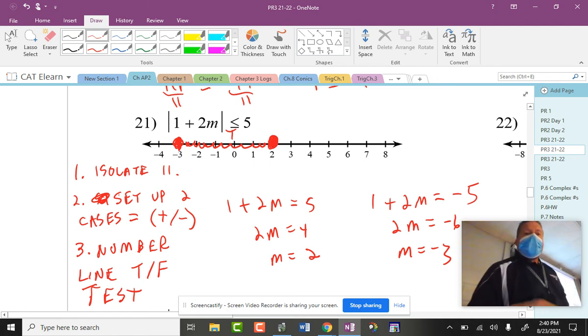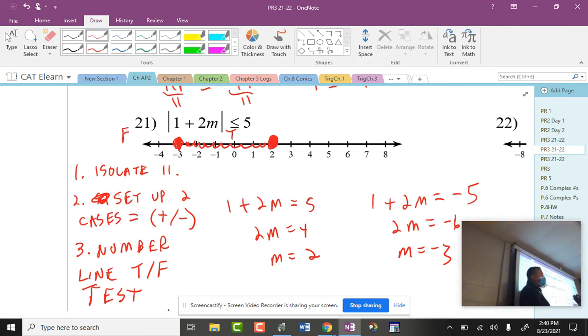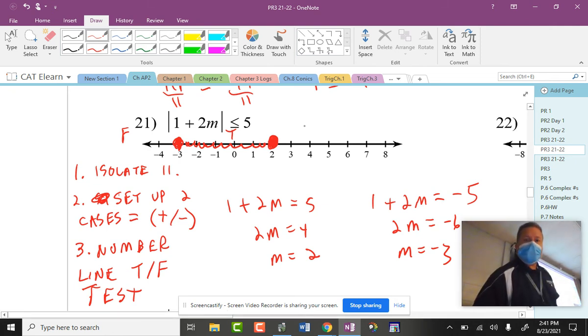And then, you know what happens? This is going to be false, but I'll prove it. Negative 4 times 2 is negative 8. Negative 8 plus 1 is negative 7. The absolute value of negative 7 is 7, which is not less than 5. False. 3 times 2 is 6. Plus 1 is 7. 7 is not less than 5. This is a big time false as well. So, it is everything in between.